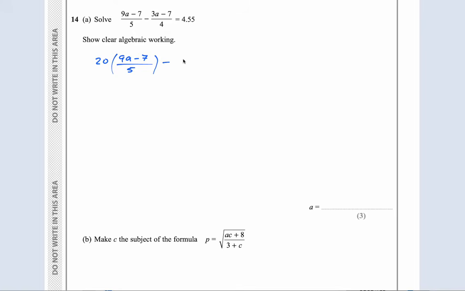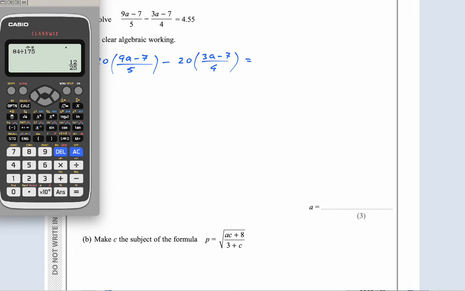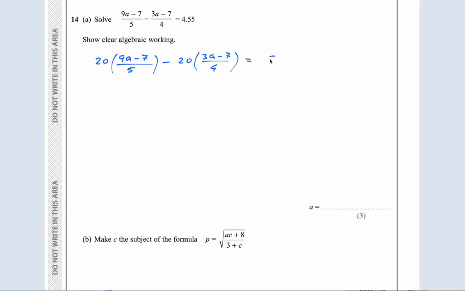So that times 20, this times 20, and this times 20, which I'll do right now. 4.55 times 20 is 91. Okay, so everything got multiplied by 20. I can do that. Now you'll see why this works out neatly. 20 divided by 5 is 4. So I can just write 4 times 9a minus 7 minus 20 divided by 4 is 5.